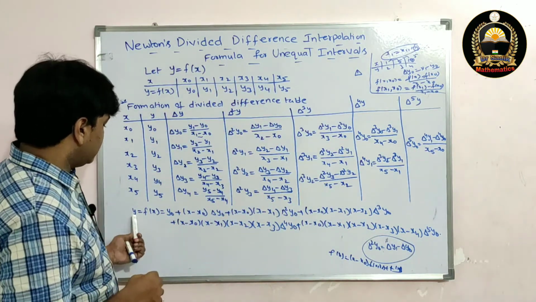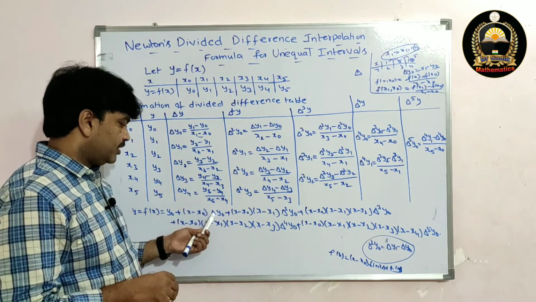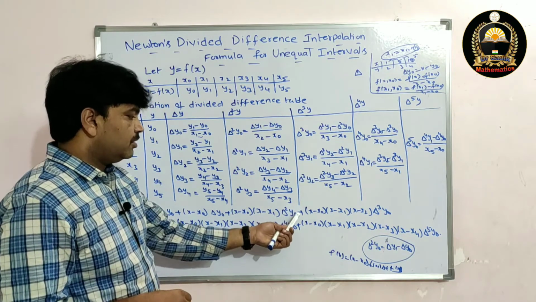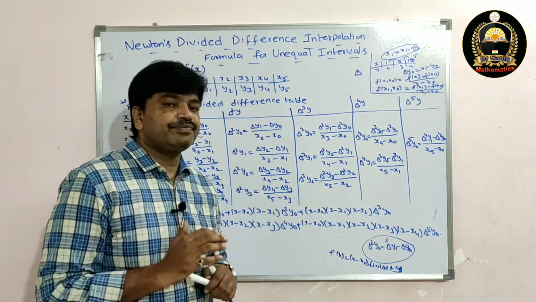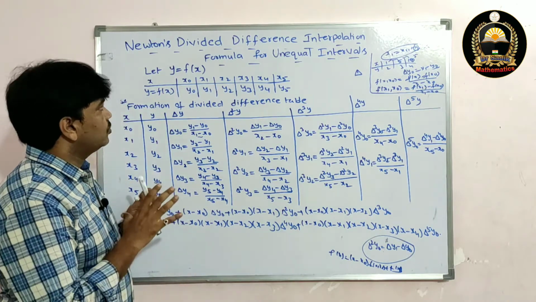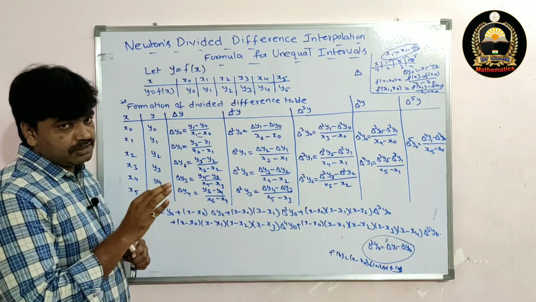Once again, y equals f of x equals y naught plus x minus x naught into del y naught plus x minus x naught, x minus x1 del square y naught plus, and so on. Students, this is Newton's divided difference interpolation formula for unequal intervals.